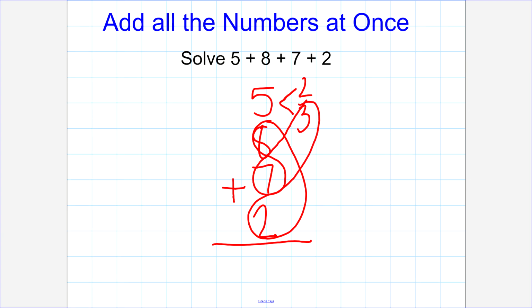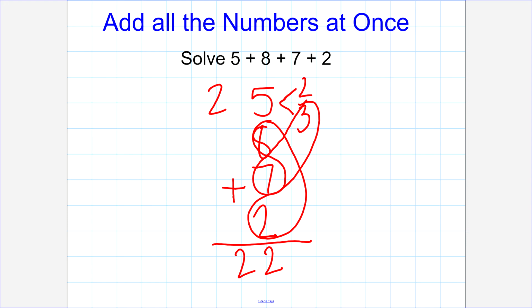I want you to take a moment and think, how many 10s did we just make? Yes, we made 2 tens. The 8 and the 2 made a 10, and the 7 and the 3 made a 10. So I need to regroup 2 tens to the tens place. What do we have left in the ones place? You're right, we have 2 left in the ones place, and in the tens place we have the 2 we regrouped. 2 tens and 2 ones is 22, so 5 plus 8 plus 7 plus 2 equals 22.